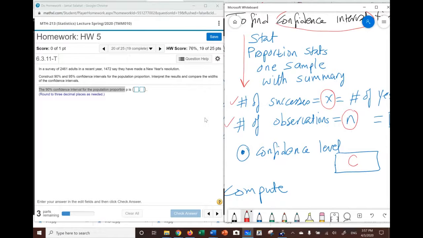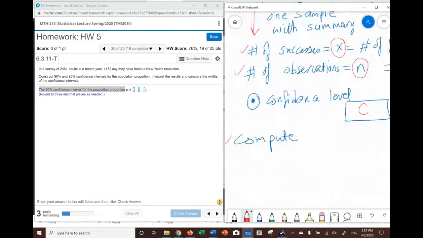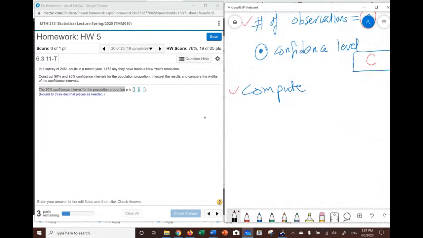Now here is a problem. Let me write the summary of the problem here, which is number 20. In number 20, they tell us in a survey of 2,461, that is N, in a recent year, 1472 said they have made a New Year resolution. In other words, this is the number of yeses, because the question probably was, did you make a New Year's resolution? And the answer is yes or no. So the number of the yeses is 1472.